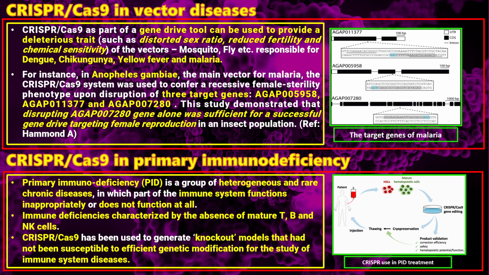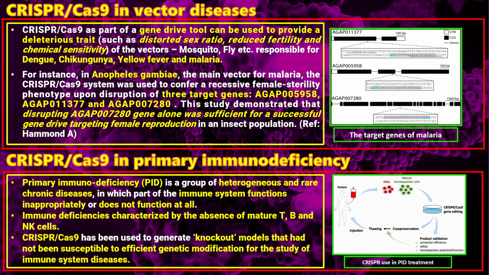We all know that the Anopheles mosquito is the main vector for spreading malaria, and CRISPR-Cas9 will be used to provide a deleterious trait to the vector, where the CRISPR-Cas9 system will be used to confer a recessive female sterility phenotype upon disruption of 3 target genes, which I also showed in the diagram on the right-hand side. This study demonstrates that disrupting AGAP007280, one among the 3 targeted genes, alone was sufficient for a successful gene drive targeting female reproduction in an insect population.